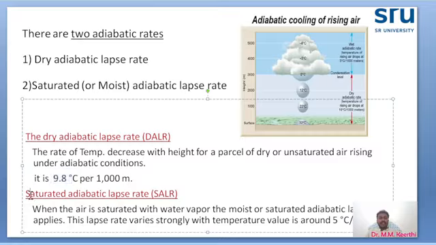When we talk about the saturated adiabatic lapse rate, it is the opposite of the dry adiabatic lapse rate. Here the temperature decreases with height under saturated or wet air. The temperature decrease is about 5 degrees Celsius per kilometer.